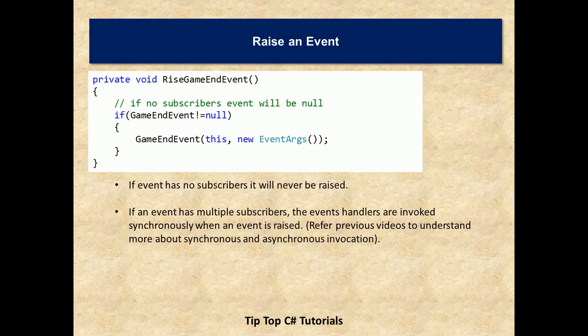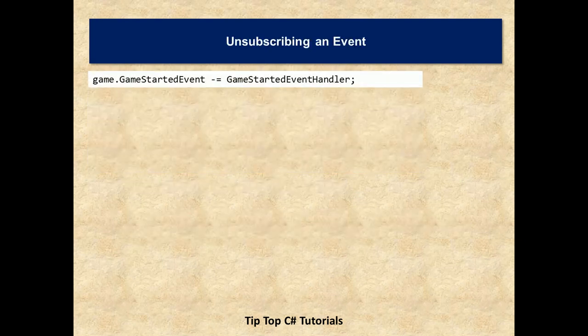The next one is unsubscribing. Unsubscribing any event handler is simple. You just specify minus equals and then it is automatically removed from the invocation list. Unsubscribing without subscribing will not throw any error. So these are the 4 steps that are important for creating an event, or these 4 steps cover the complete subscription, unsubscription, creation and raising of the event.